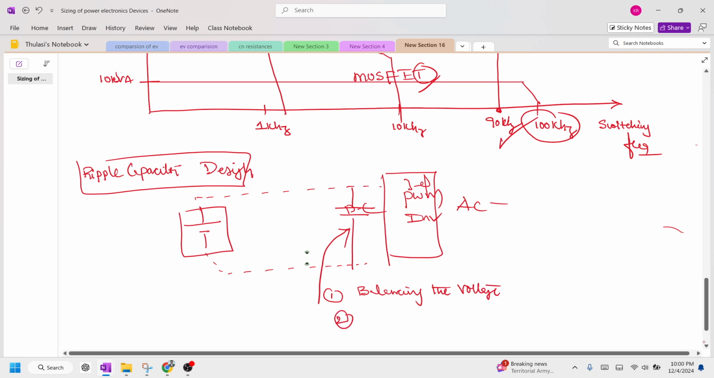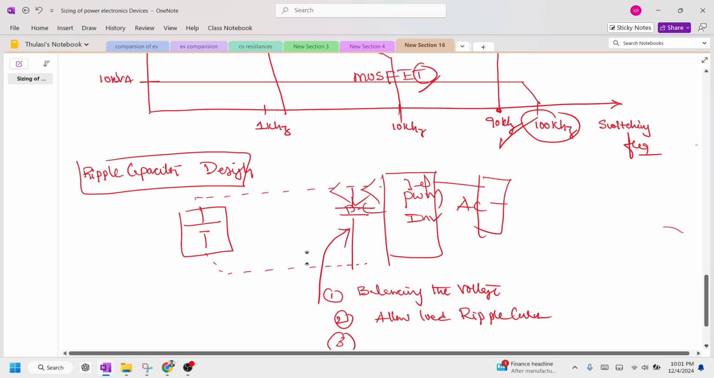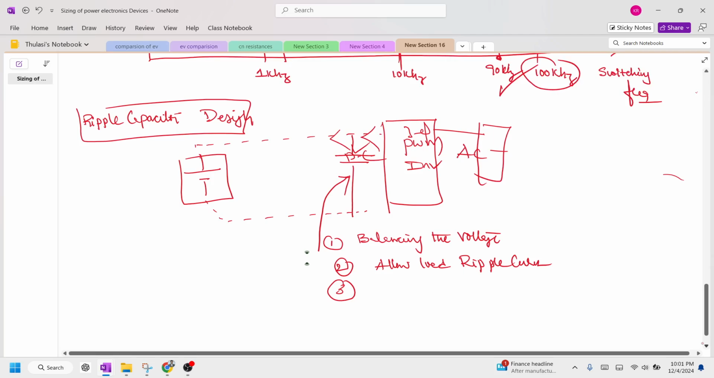The second purpose is that it allows the load ripple current. The ripple current which comes from the load, you have the load connected, and it allows the ripple current to flow and get suppressed. So that is the purpose of this capacitor. And the next purpose of this DC link capacitor is the following.